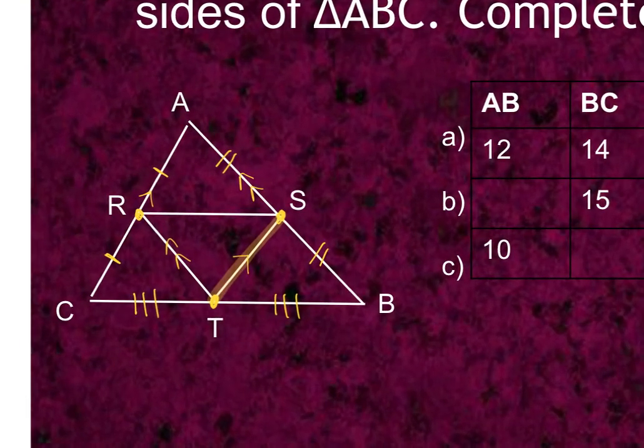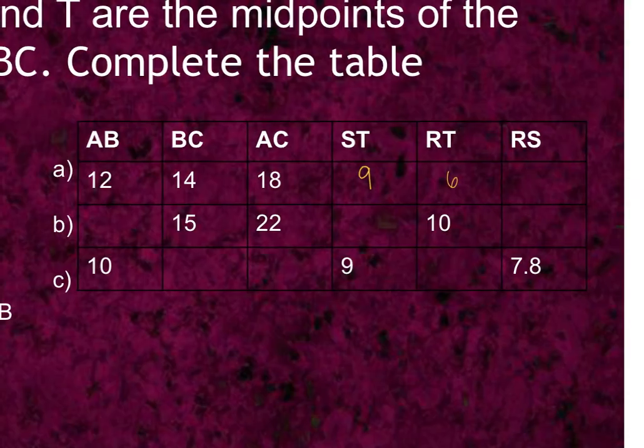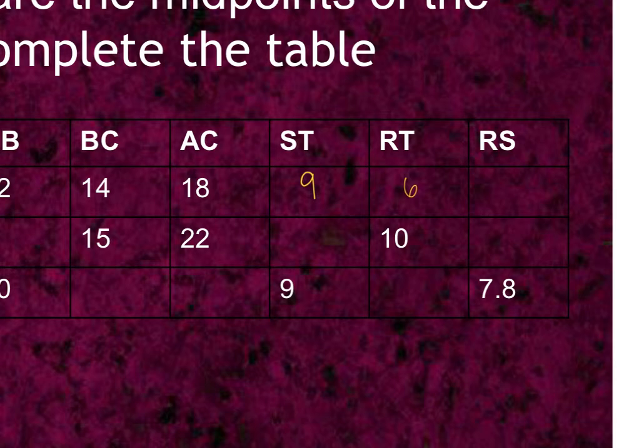RS. What side of the triangle is parallel to RS? CB. So RS is going to be 1/2 whatever CB was. So what's RS? 7.